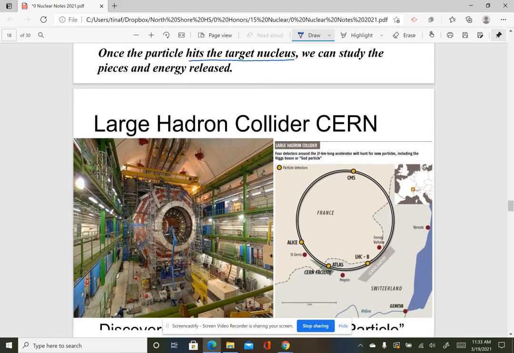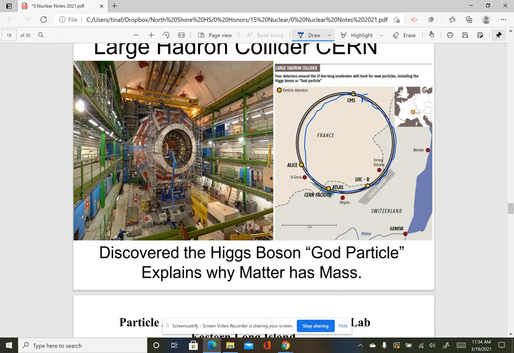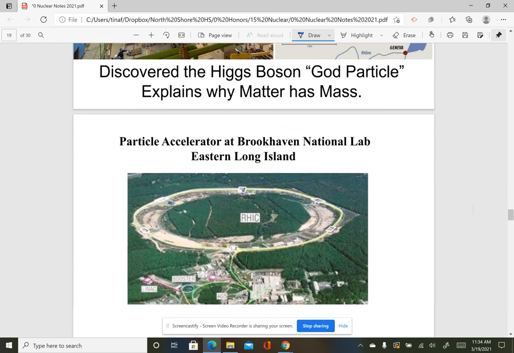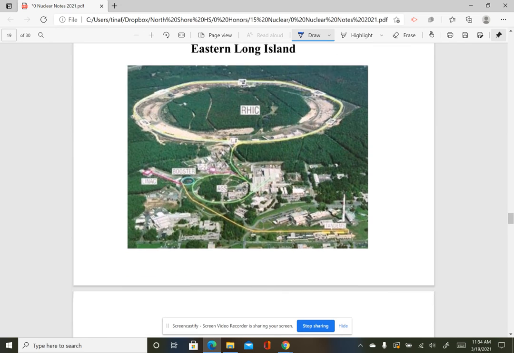So this is just a picture of the Hadron Collider over in France and Switzerland. You can see this is the pathway of the particle. So you can see how big it is, right? How much speed you're going to have to build up to break that nucleus. And this is where the Higgs boson was discovered. This is physics that I don't even understand, but it explains why matter has mass. People are amazing. And this is a picture, an overview of the particle accelerator that's here on Long Island. So it's pretty cool that people are studying this stuff.